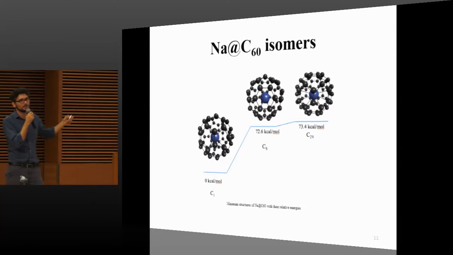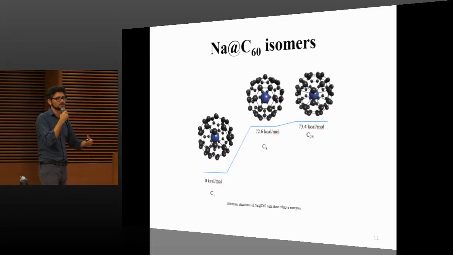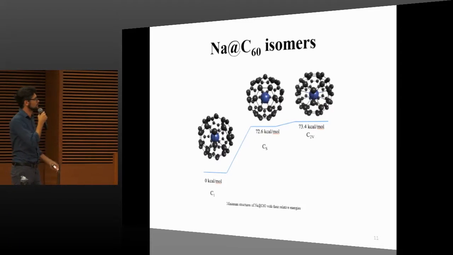So first we got these structures, the different isomers of sodium in C60. Then in the future we're trying to extend it to other metals as well.